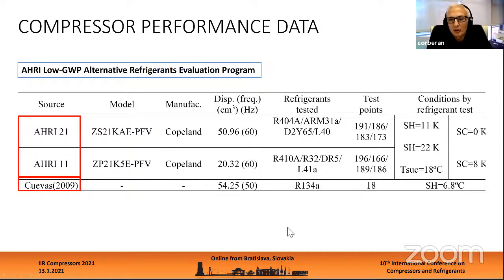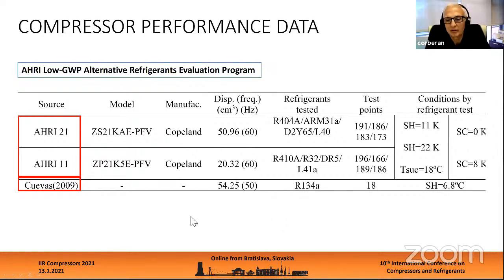Well, the data we have employed is quite huge. We were fortunate that a few years ago, the IIR disclosed a big database on compressor performance results that they obtained along the program on low GWP alternative refrigerants evaluation. They tested in different laboratories, different companies, quite a lot of compressors with different refrigerants, and they disclosed all these compressor results. These are experimental results, and what we want to analyze is how to characterize these performance results.